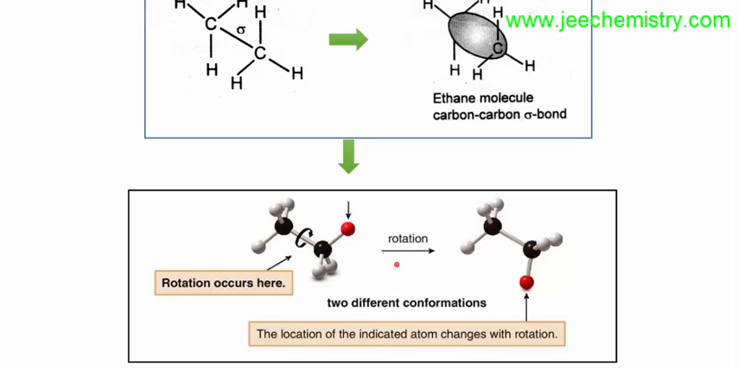Actually, in this figure, I want to make clear that rotation is possible in the sigma bond. How are they rotated? Keeping this one in the same position, this one can be rotated. Here I have shown that by the rotation this hydrogen goes in the downward direction, and now this one is in the upper direction. In this way, rotation is possible in the sigma bond.